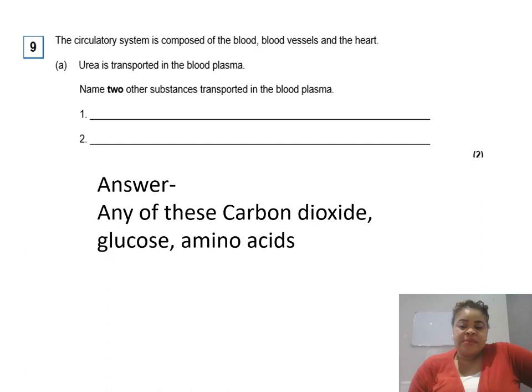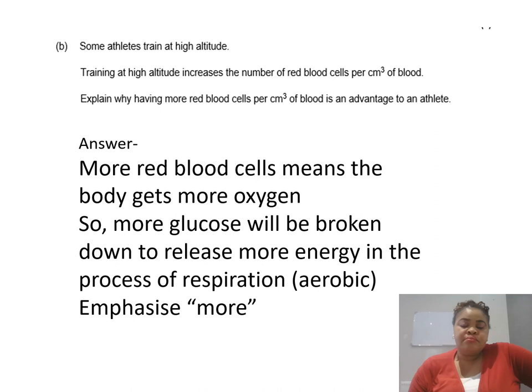This is a question about respiration. It links respiration with providing energy, and oxygen breaking down glucose. So why would it be an advantage for an athlete to train at high altitude, if there is a huge amount of red blood cells per centimetre cubed? So the answer is there, more blood. The emphasis here is more. You must say that there are more red blood cells, therefore more oxygen is breaking down more glucose to release more energy. And that's the process of aerobic respiration.